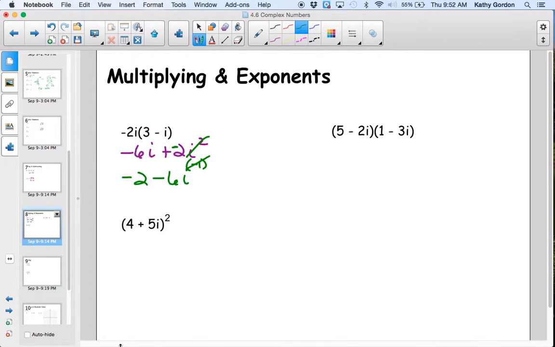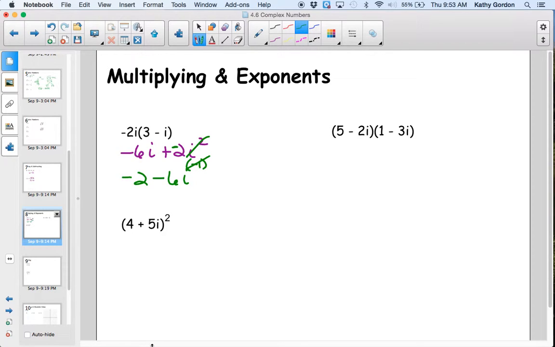Okay? Even if I'm taking a complex number to an exponent, how I do that is still the same. What do you think, Henry? What should we do with that? Exactly. So we're not going to do 16 plus 25i squared. Right? We're not going to fall into that trap because we're smart boys and girls now.